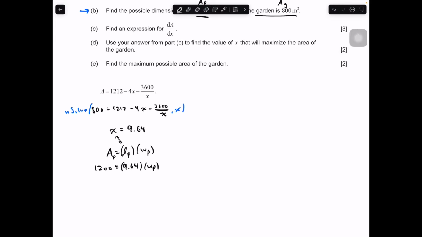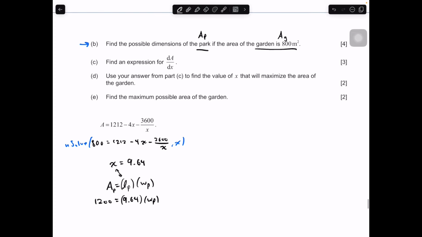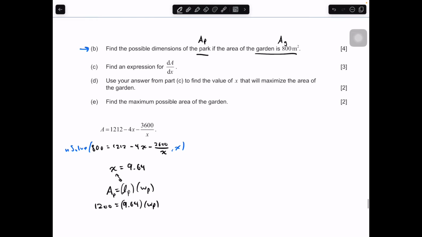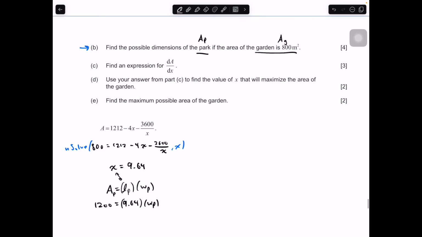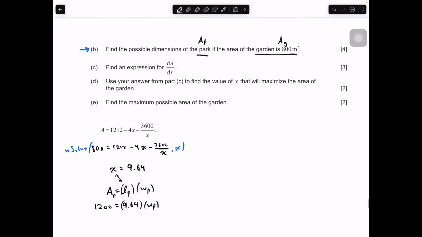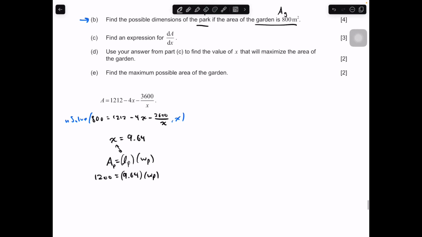Area is equal to length times width. Minus 4x minus 3,600 over x. And we said the area of the garden is 800. Okay. The area of the garden is 800. Alright. And so we know that x itself is 9.64. This is 1,200. The funny thing is, if we work this out and divide both sides by 9.64, we get 124.5, which I don't know if that's just meant to confuse us.